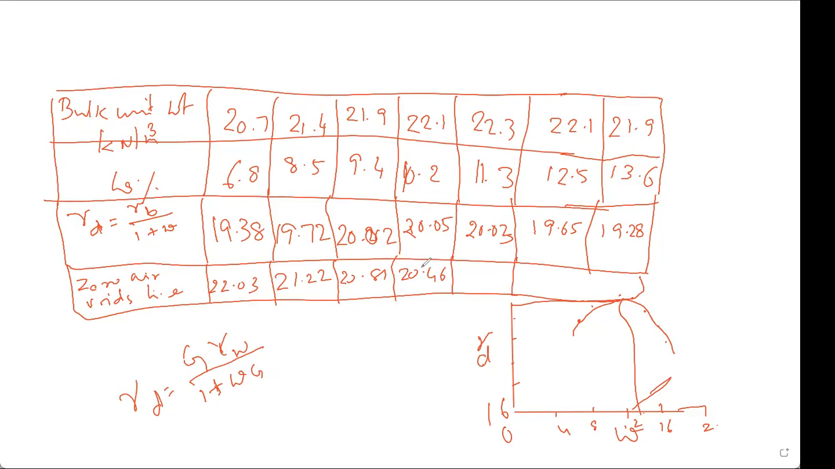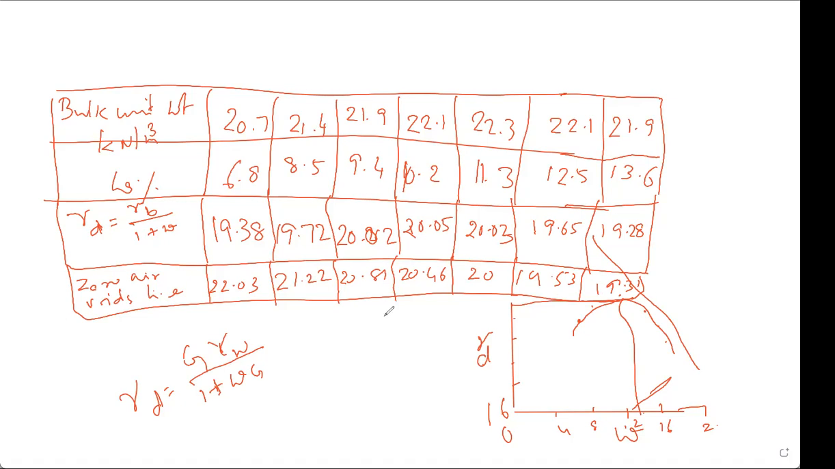Try it out. You can verify it at home. Then 19.53, and this is going to be 19.31. Now you have to plot this on this graph. If you plot this on this graph, you'll get a line like this, and that is nothing but the zero air voids line.